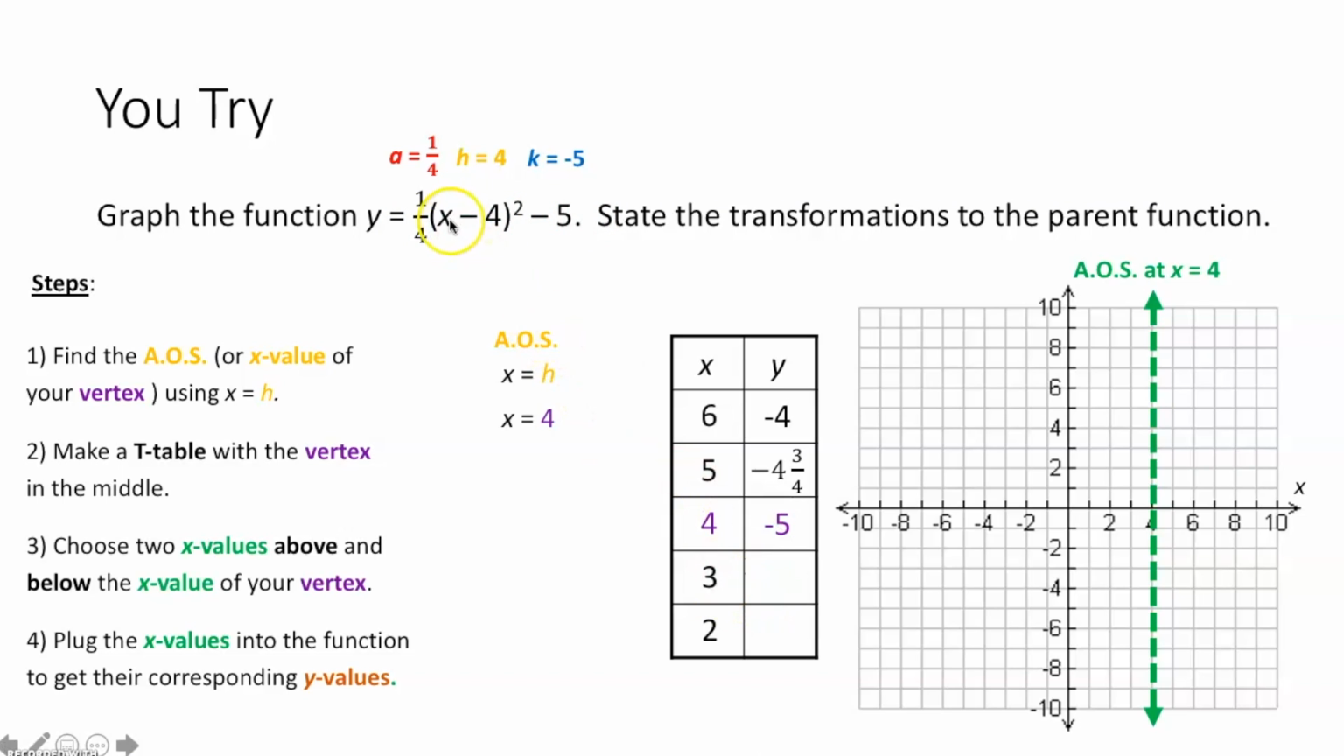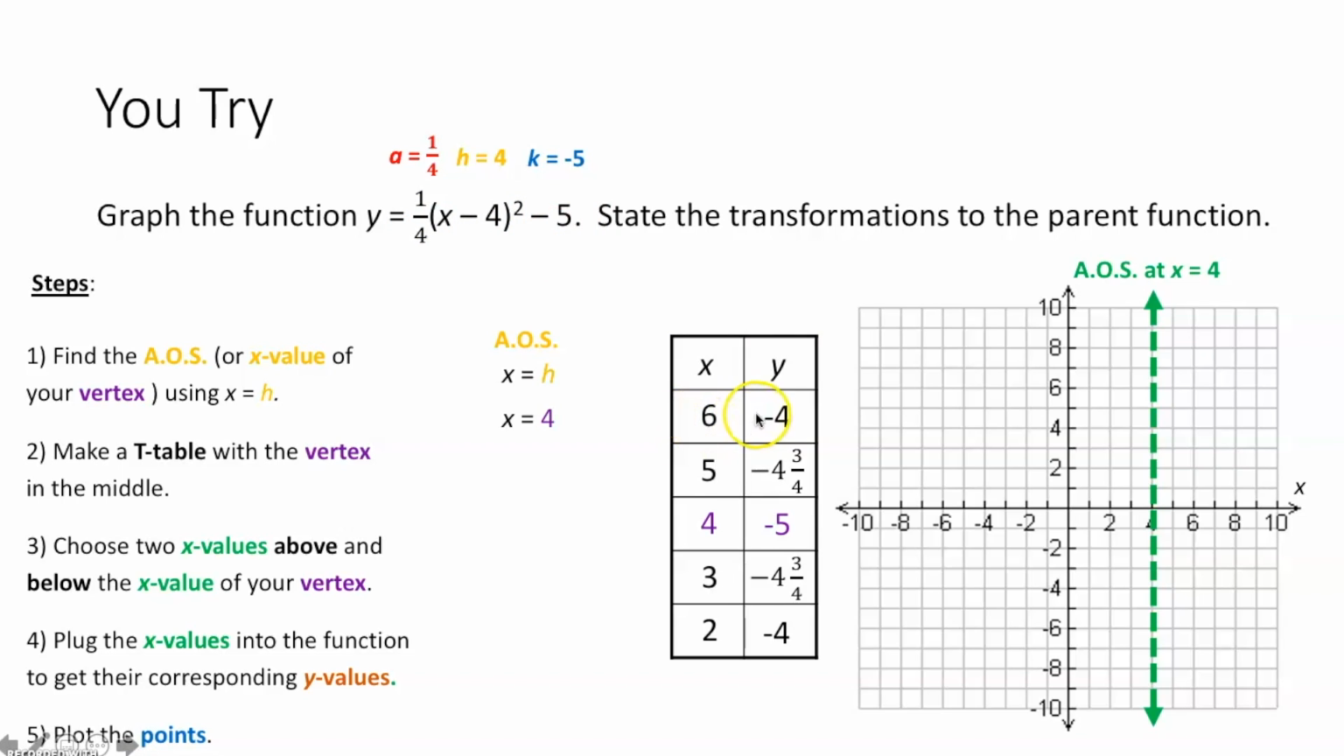3, if I plug in 3 for x, 3 minus 4 is going to give me -1. -1 squared is +1, times a 4th is a 4th. And then a 4th minus 5, we said, is -4 and 3/4. And then if I plug in 2, 2 minus 4 is -2. -2 squared is +4. Then you multiply that by 1/4. 4 times a 4th, the 4's just cancel each other out. You get 1. So 1 minus 5 then is -4. I have my points, so now all I have to do is plot those points.